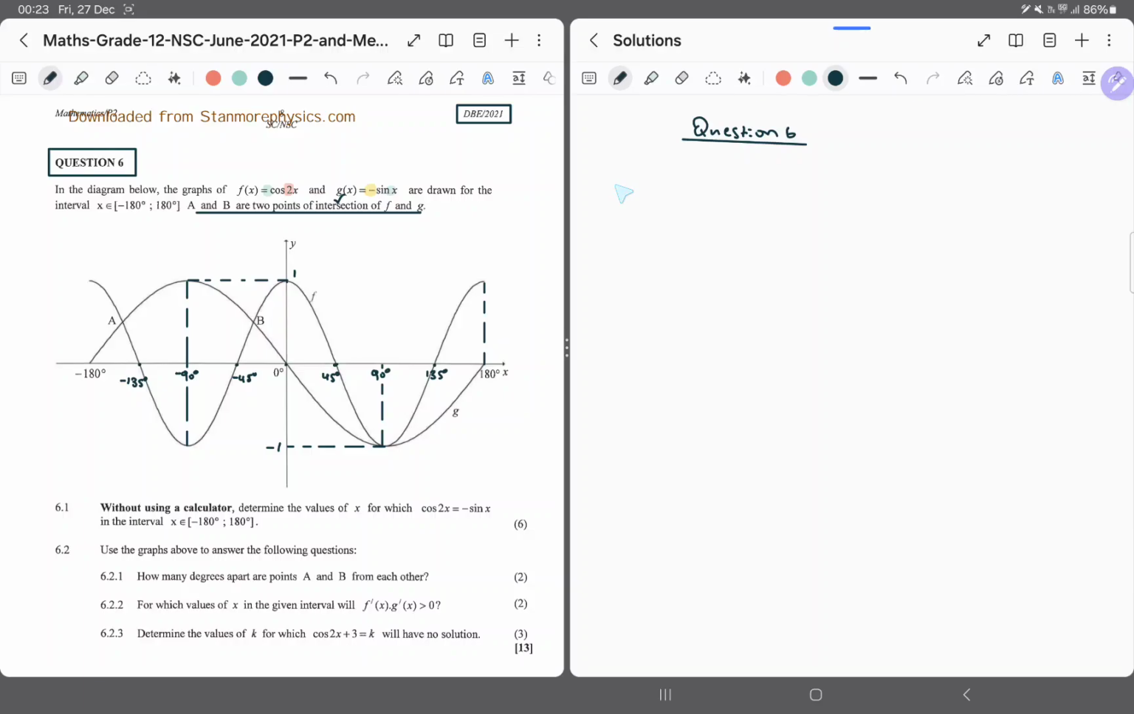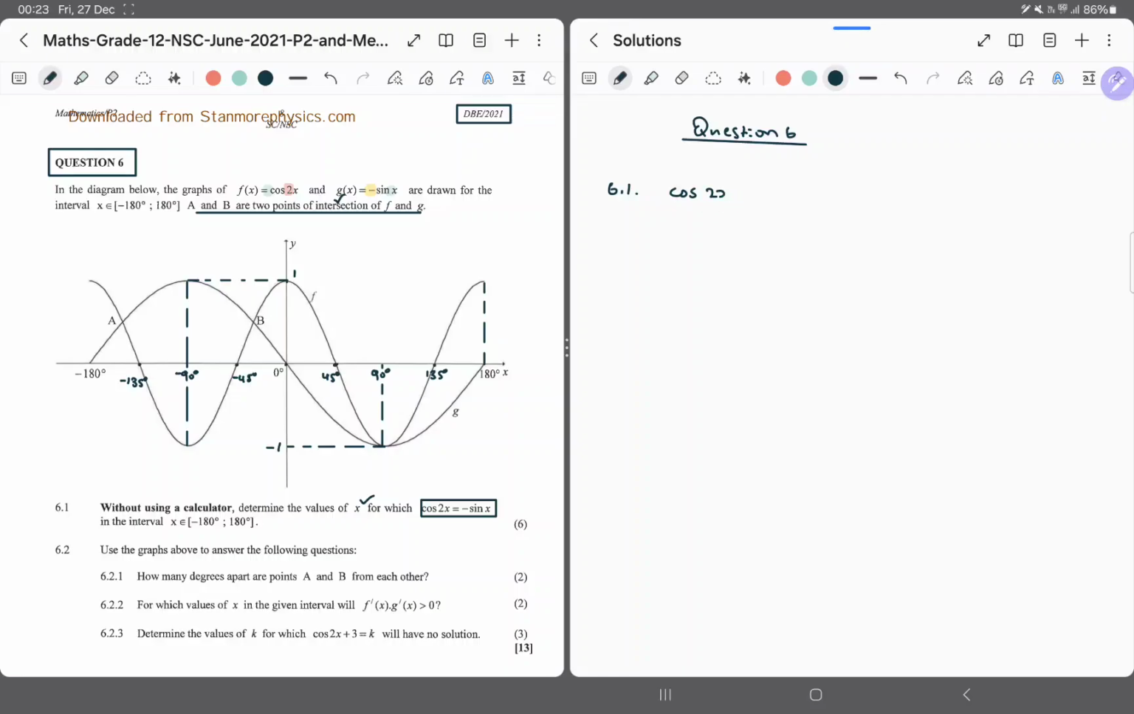Now question 6, we're going to do 6.1. We are told, without using a calculator, to determine the values of x for when these two graphs are equal. So those are the points of intersection. That means A, B, and that point over there.